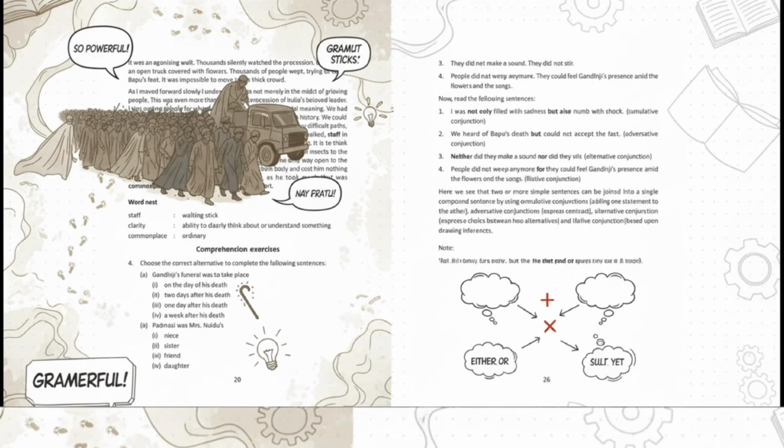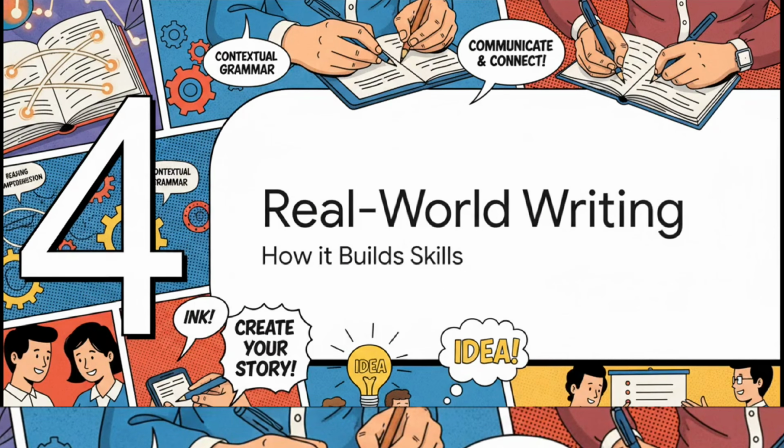It's brilliant. To teach something like conjunctions, the book doesn't give you some silly sentence like the cat is on the mat. No, it uses this powerful emotional passage about Gandhiji's funeral. So while you're learning about, say, cumulative or adversative conjunctions, you're also connecting with a very important moment in our history. And because of that emotion, the grammar rule, it sticks in your head. It becomes memorable.